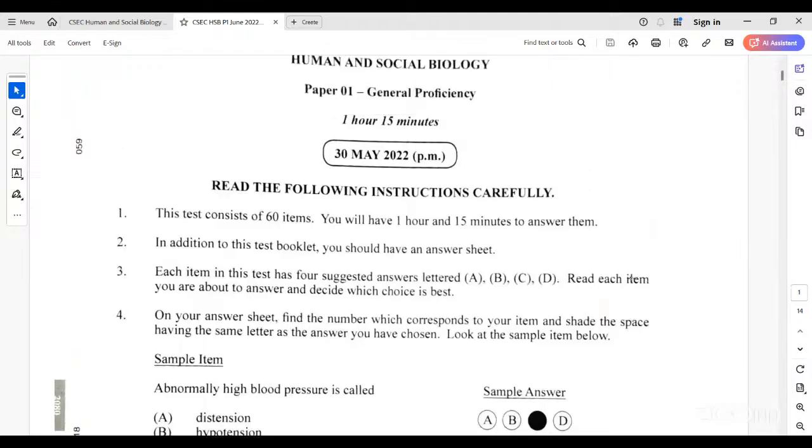So, if you get 75 minutes to do 60 questions, that is a minute and a quarter, or a minute and 15 seconds for every question.